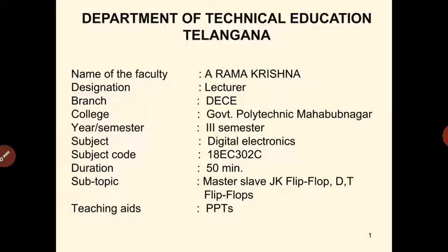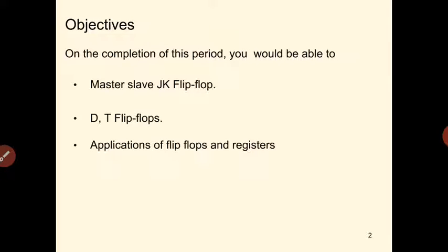So in order to avoid this race around condition, we will be shifting from JK flip flop to master slave JK flip flop. So in today's lecture, we will mainly concentrate on discussing master slave JK flip flop and D flip flop and toggle flip flop. Upon completion of this lecture, you will be able to know the circuit diagram of master slave JK flip flop and also its working, and delay and toggle flip flops, and also applications of flip flops and registers.